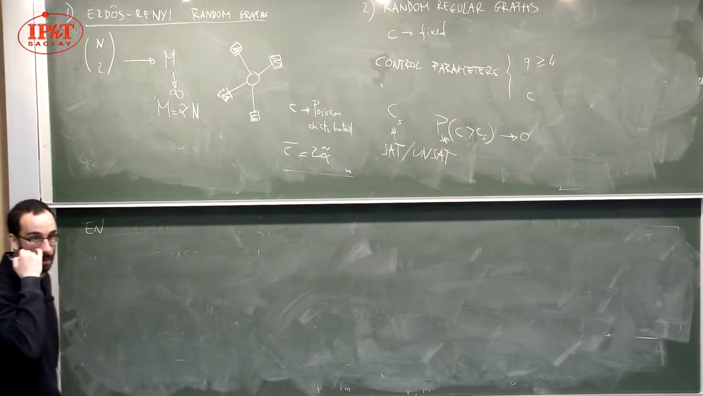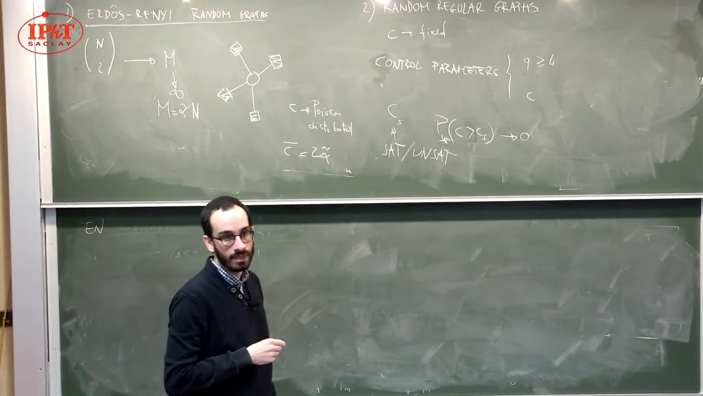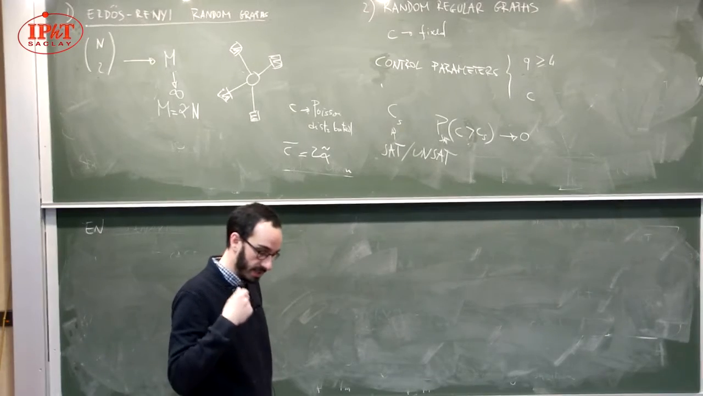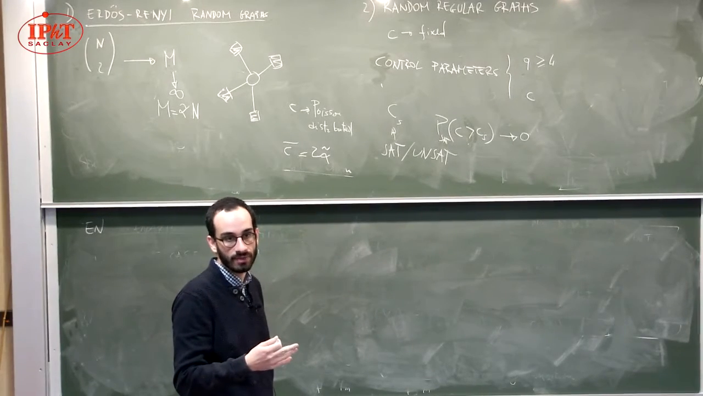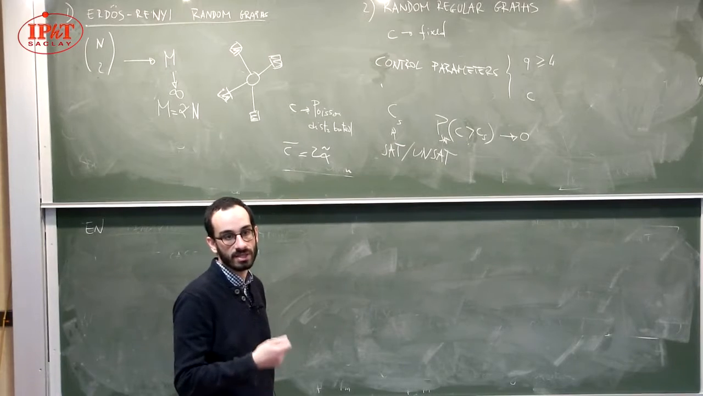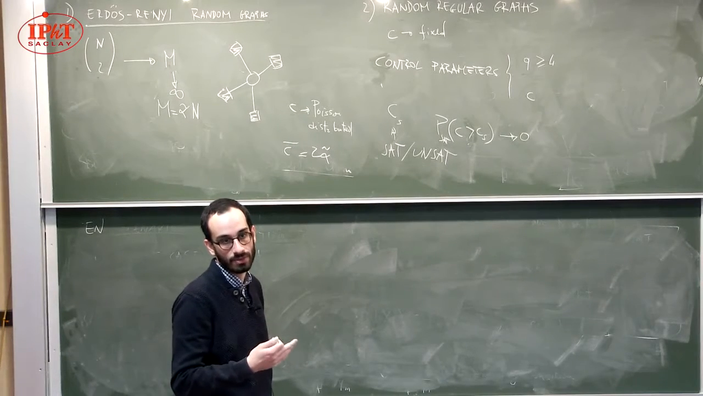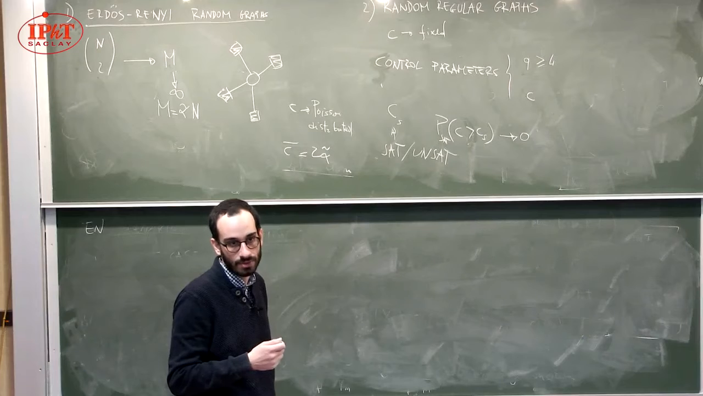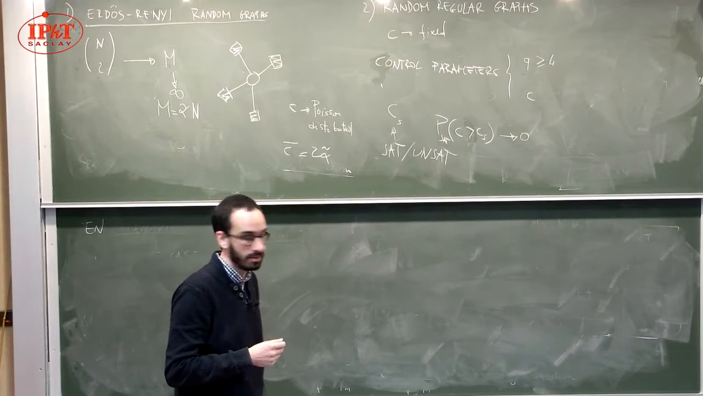You said that before the threshold, the probability is 1. What does this mean? Yes. It means that if you sample a typical instance of the problem, the typical instance will be satisfiable. And you can find a solution. I mean, in principle, you can find a solution.